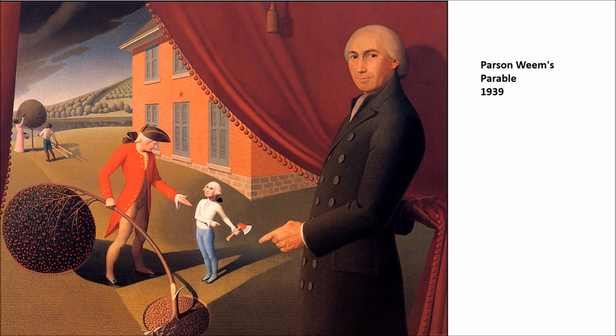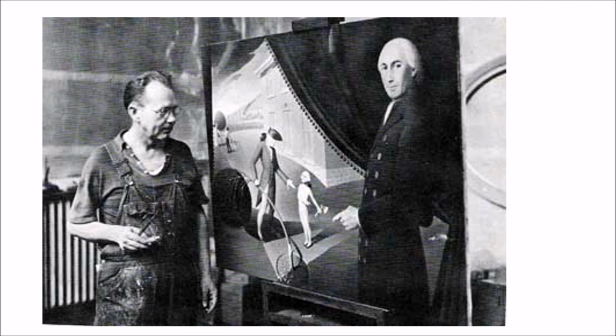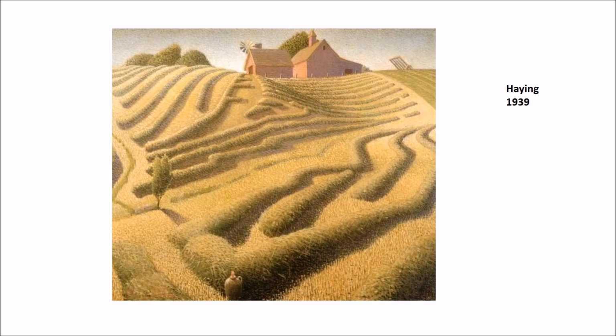Parson Weems' Fable from 1939, showing the famous parable of George Washington cutting down the cherry tree. And this is always so funny because the young George Washington is just George Washington with an old George Washington's head put on it, and this wonderful picture that we have of Grant Wood actually working on the painting also gives you an idea of the scale. But again, how do you make a child look like George Washington? You just make him George Washington.